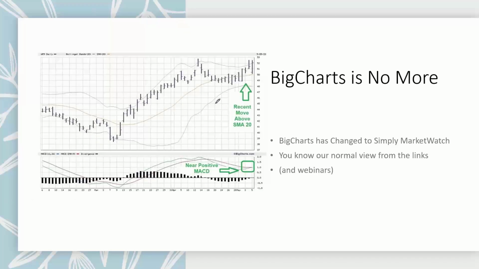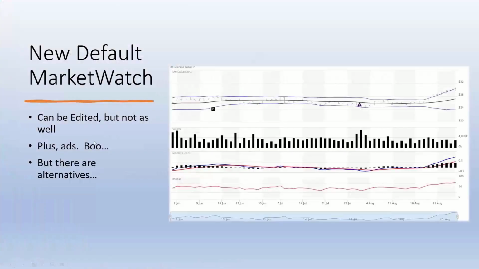This has been what you've seen in our webinars, this kind of view, for the last 2 years. 3 years before that, I used sort of a shaded view and a grid outline, but it was still big charts. But big charts decided to change. MarketWatch, the owner of big charts, decided to change it to just the standard MarketWatch chart. So now there are some changes, for lack of a better term.